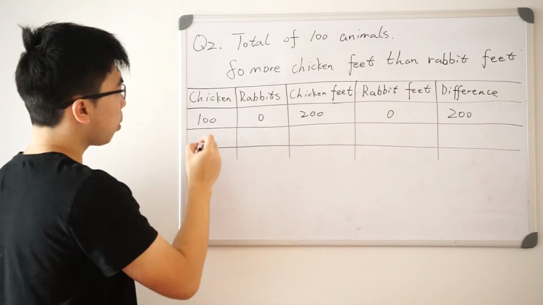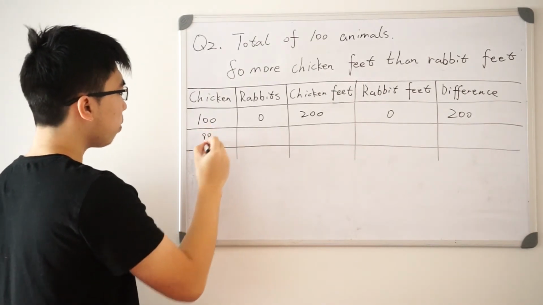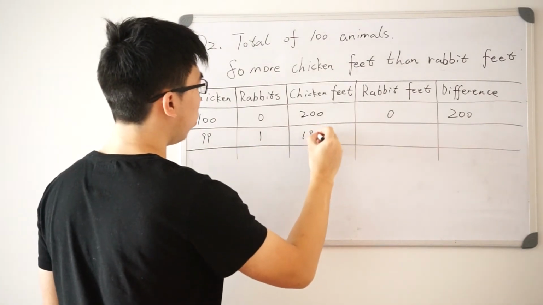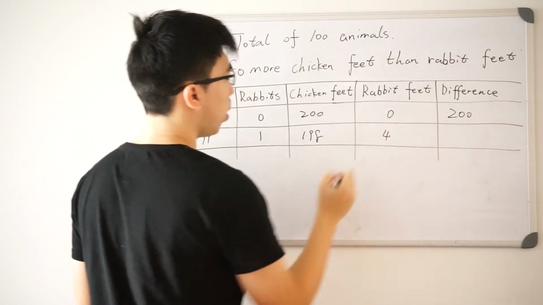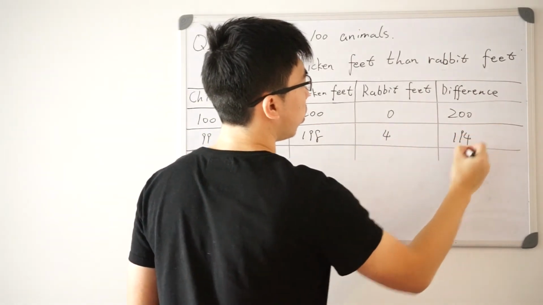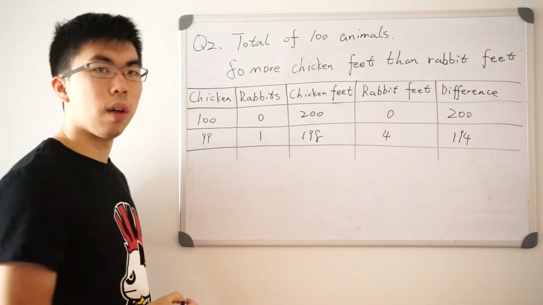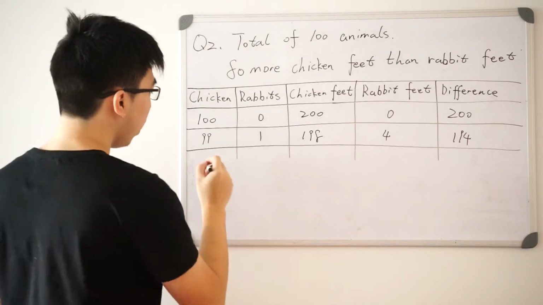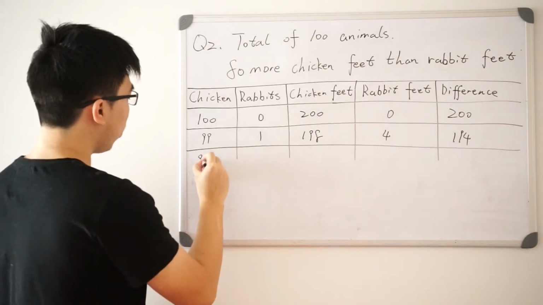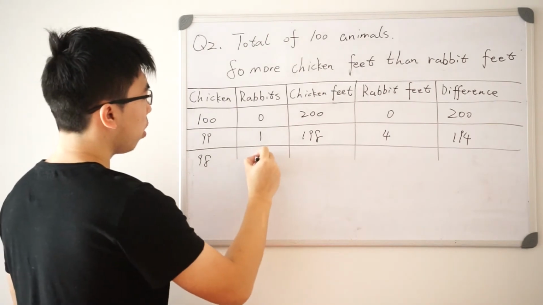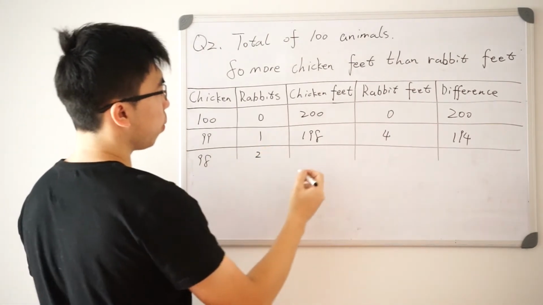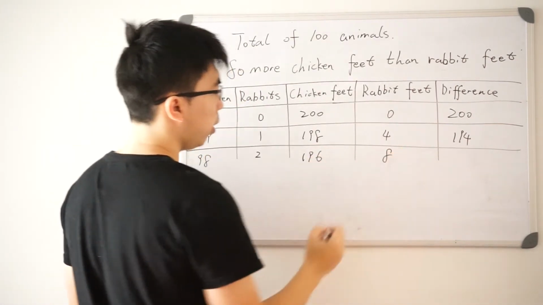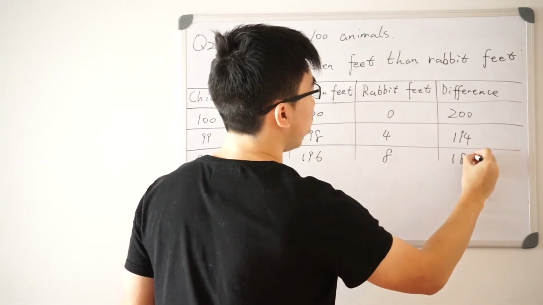Let's replace 1 chicken with a rabbit this time. There are 99 chicken in the cage, 1 rabbit, and there are 198 chicken feet, 4 rabbit feet. That'll give us a difference of 194. If you can see where I'm going with this, you can pause the video right now and keep going with the question. Let's replace again. 98 chicken, 2 rabbits, that'll give us 196 chicken feet, 8 rabbit feet, and a difference of 188.